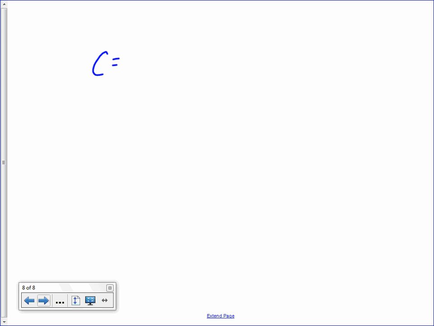So, another example. You may have this one. Circumference is equal to pi times diameter. So, you may want to get the diameter by itself. So, if we want to solve for this D, we would again divide by pi. So, the diameter of a circle is equal to your circumference divided by pi.